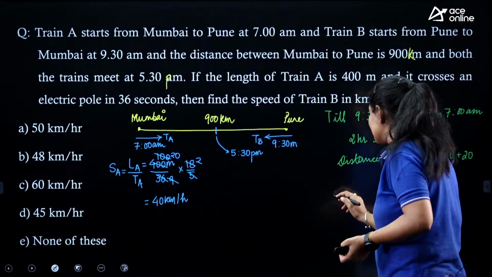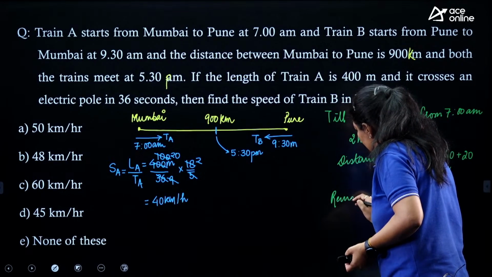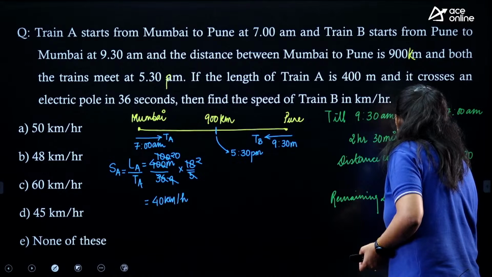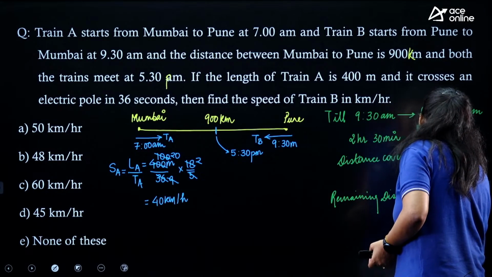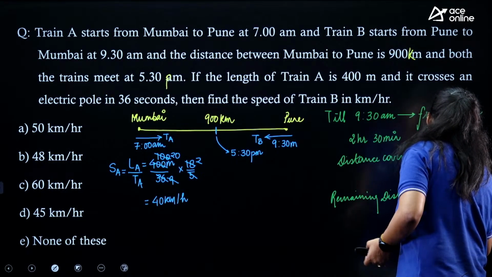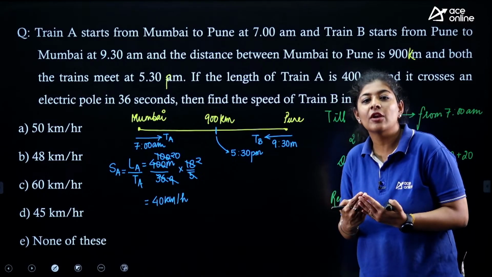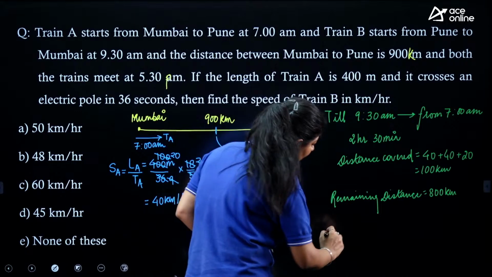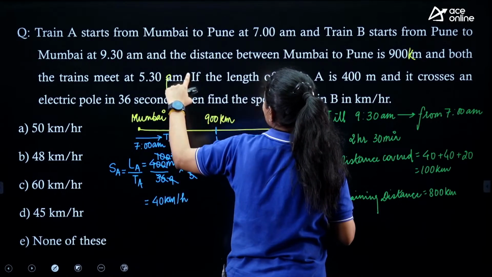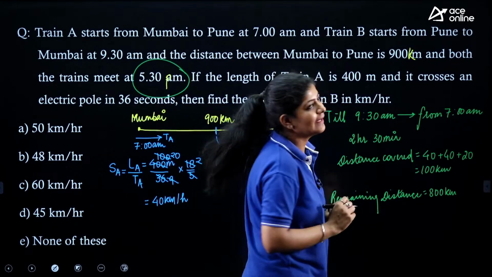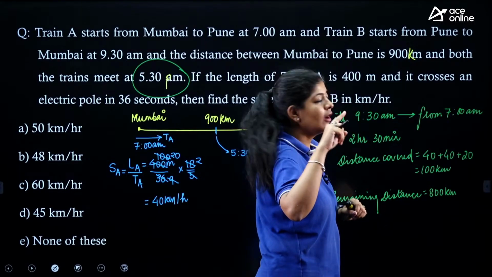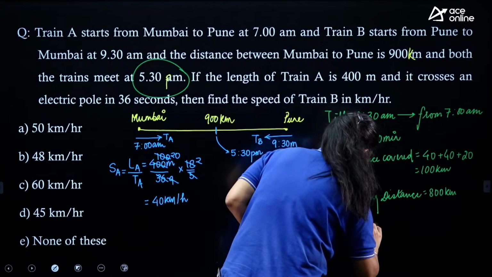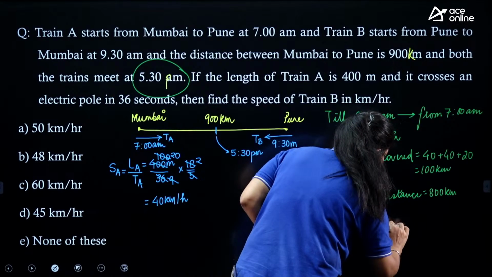The remaining distance that they need to cover is 800 kilometers. That means they are meeting somewhere in the 800 kilometers. But we also need to find out the time. As it is mentioned that they are meeting at 5:30 pm, that means from 9:30 to 5:30 there is a duration of 8 hours. The time period that we have is 8 hours.